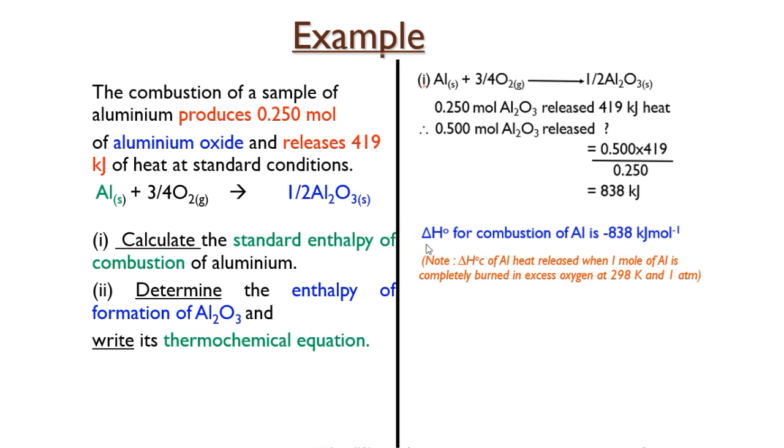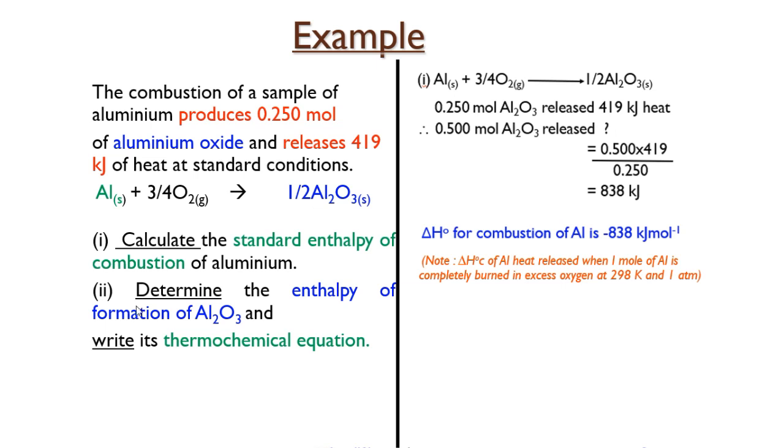And then the standard enthalpy is referred to 1 mole. That's why the final unit is kilojoule per mole. Kilojoule per mole, it matters. So enthalpy of combustion of aluminium is the heat released when 1 mole of aluminium is completely burned in excess oxygen at 298 Kelvin and 1 atm. So this is the definition of standard enthalpy of combustion based on this equation.